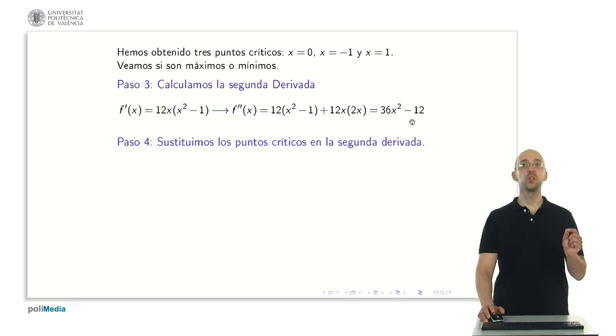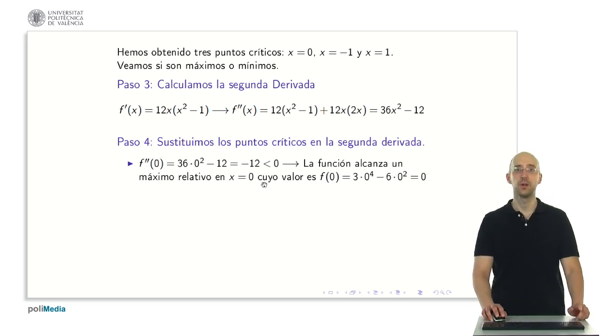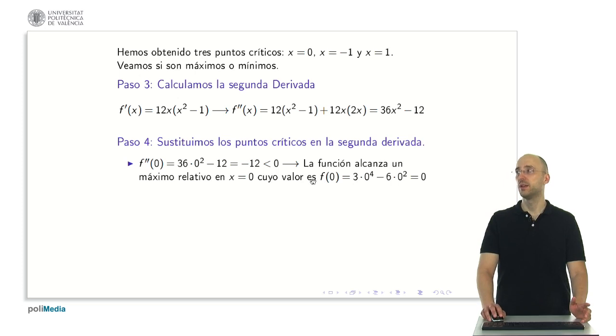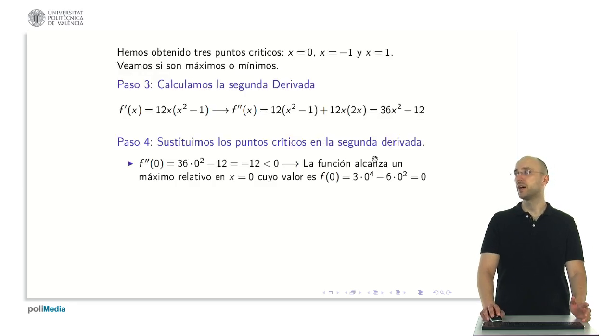What do we do now? We substitute each of these critical values into the second derivative. When we substitute 0 into the second derivative, we get minus 12. Since minus 12 is negative, according to the second derivative criterion, the function reaches a relative maximum at x equal to 0. The value of this maximum can be found by substituting x equal to 0 into the original function, 3x to the fourth power minus 6x squared. When x equals 0, the value is 3 times 0 to the fourth power minus 6 times 0 squared, which equals 0.